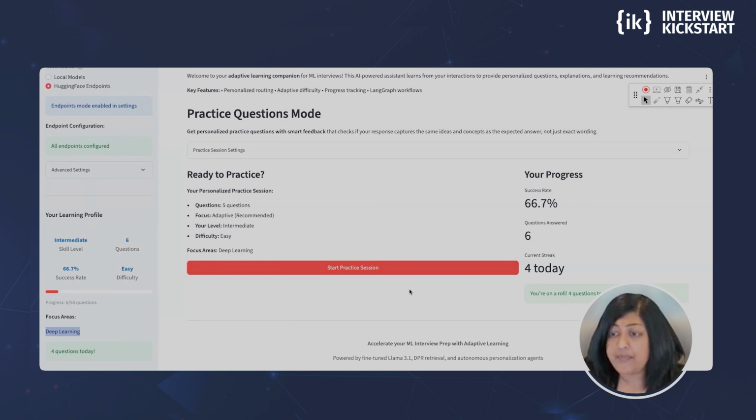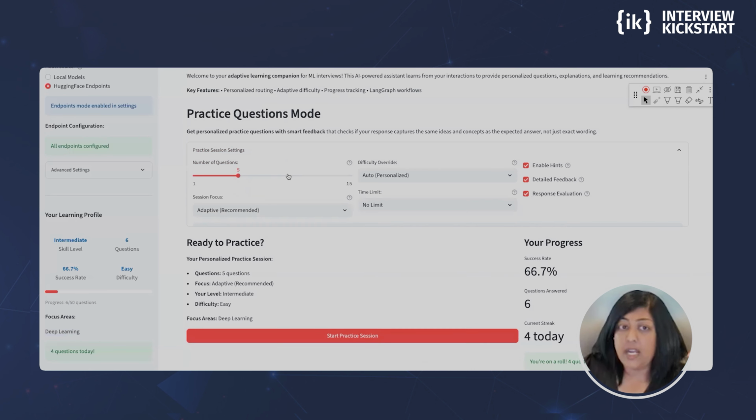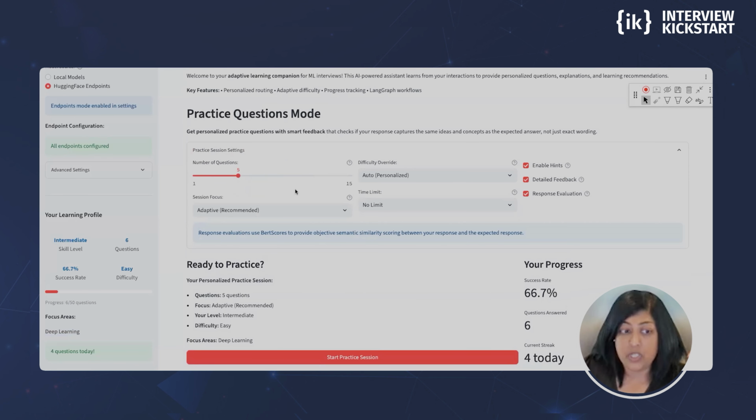Okay, and this particular user has done another session earlier today. They've had a 66.7% practice rate. They answered 6 questions in the past. 4 alone were answered today. Okay, so that's what it's showing. Now, again, these are options that the user can override practice session settings. The number of questions in this practice session can go anywhere between 1 to 15. I'm going to keep it short for this demo. I want to keep it at 3.